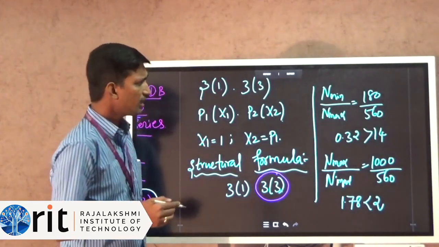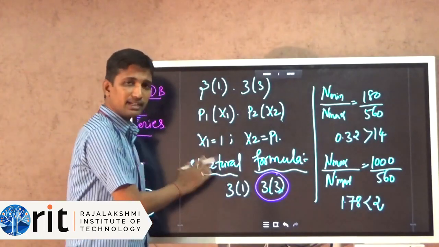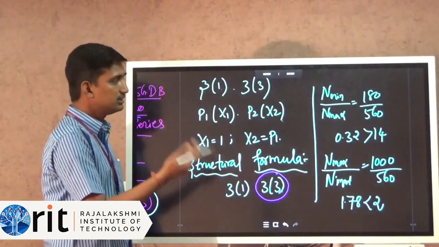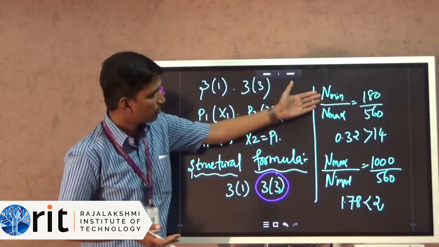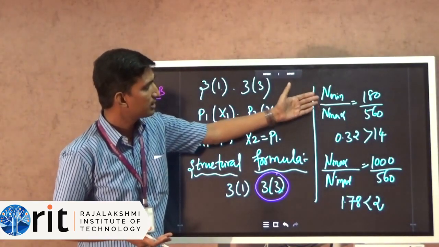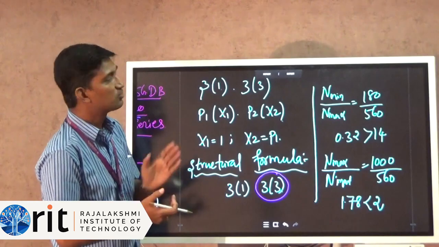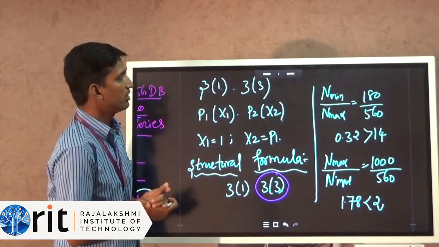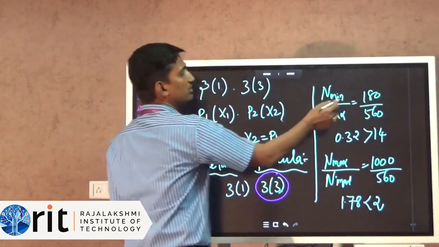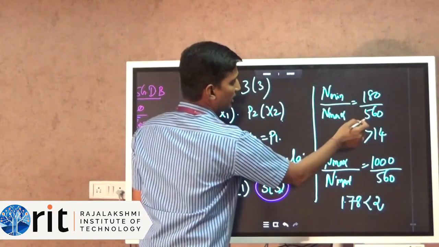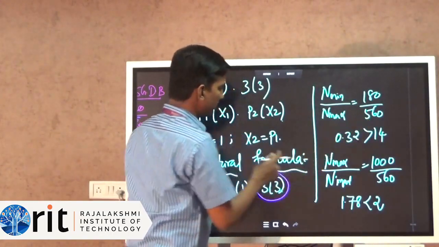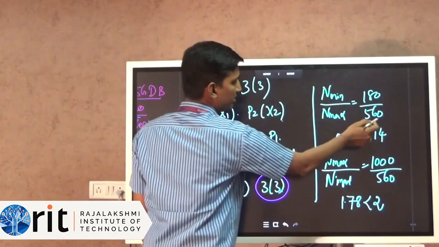Then, after writing the structural formula, I have to look into calculating the various speed ratios. The minimum speed which is given in the problem is 180, and the maximum speed in that particular stage is 560.